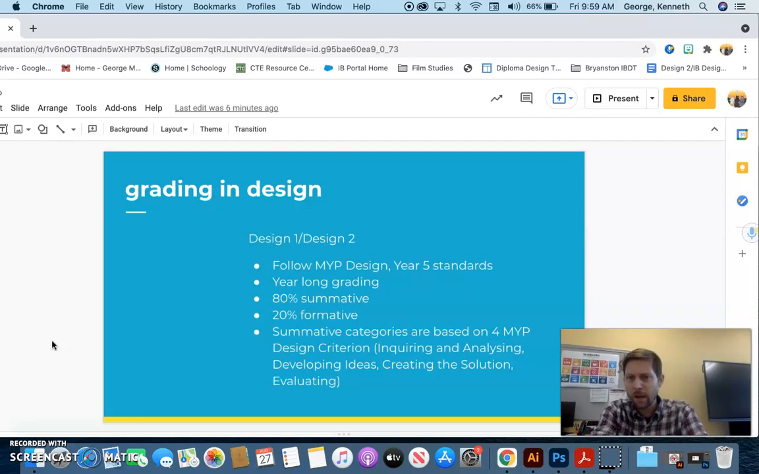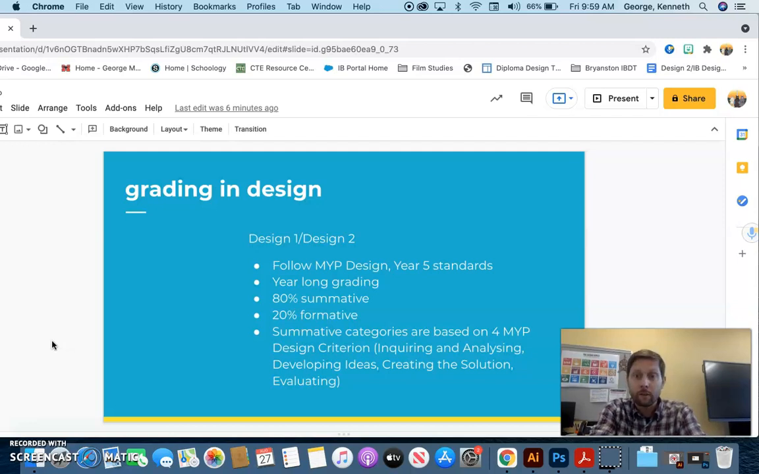And so just to give you some background on how that gets graded. Design 1 and Design 2 follow what we call the MYP design standards. So there's 4 criteria. Criterion A, which is inquiring and analyzing, identifying the problem. Criterion B, developing ideas. So that's the iterative process. That's coming up with conceptual sketches and thinking your ideas through.